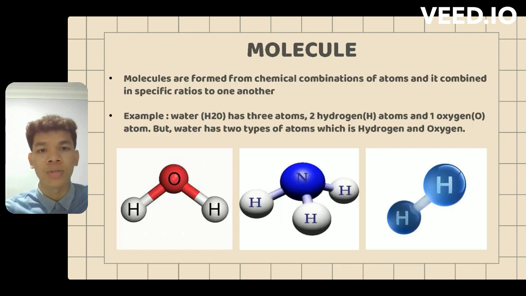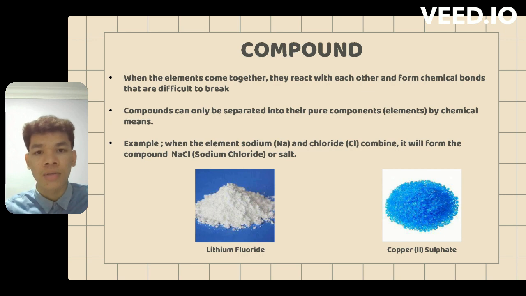And the next one is molecule. Molecules are formed from chemical combination of atoms, and they combine in specific ratios to one another. For example, water, which is H2O, has three atoms: two hydrogen and one oxygen. But water has two types of atom, which are hydrogen and oxygen. So basically, this means that water has three atoms, but has two types of atom. It's a different thing.